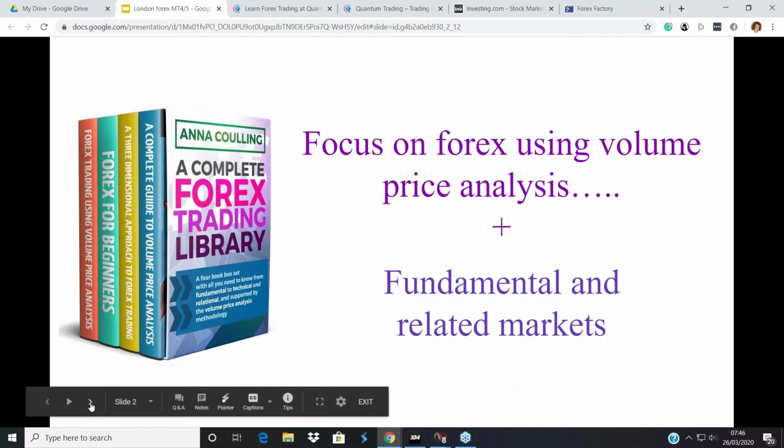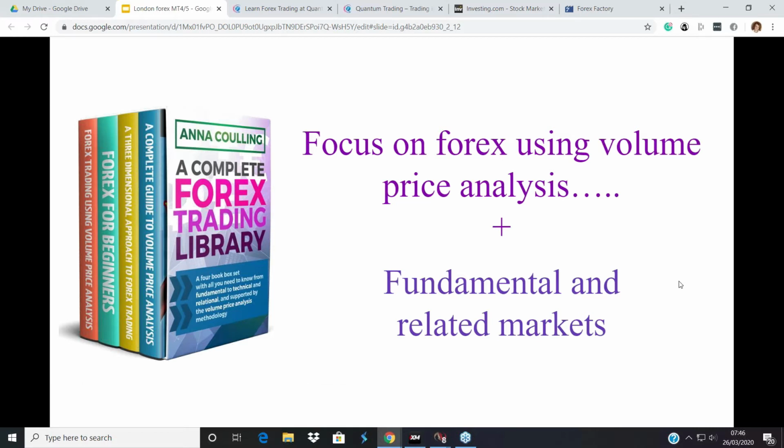Right, very quickly, how we're going to run this session: myself and David, who is actually sitting behind me, we look at the markets through the prism of volume price analysis. We look at what's going on in the fundamental landscape, the related markets, and of course, markets at the moment are being driven very much by the global medical crisis that is ongoing with coronavirus. The methodology of volume price analysis is all explained in the books on Amazon.